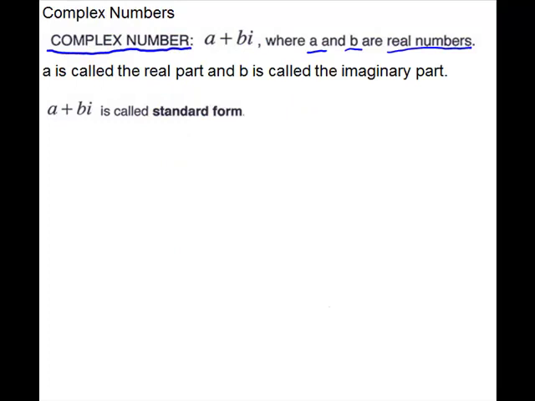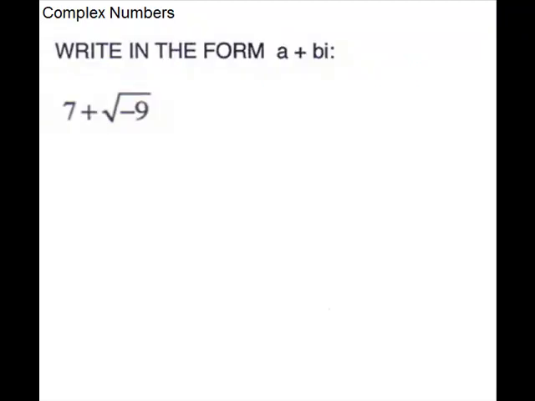We have another definition, and this is a complex number. A complex number is of the form a plus bi. a and b are real numbers, and the i is imaginary. So a is called the real part and b is called the imaginary part because it has the i. The standard form, and this is how you will often be asked to write your answer, is a plus bi. For the next few problems, we will write in this standard form a plus bi.